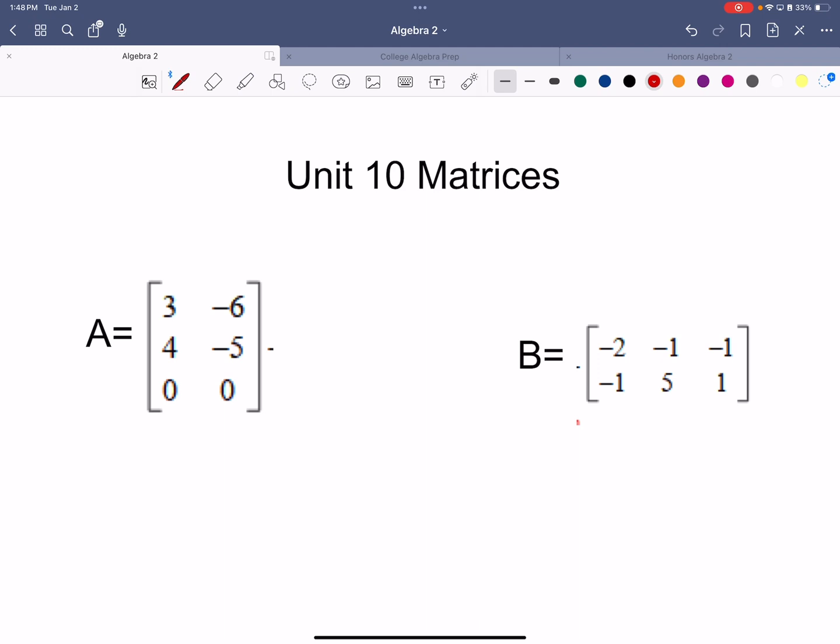Realistically, if I put lines in here, if I put a line right here and a line right here and a line right here, and instead of putting brackets we just have these lines, what does it look like? A table, an Excel spreadsheet, right? It's essentially an Excel spreadsheet. Matrices are a way to organize data using essentially an Excel spreadsheet before Excel spreadsheets existed. Okay, that's what it is.